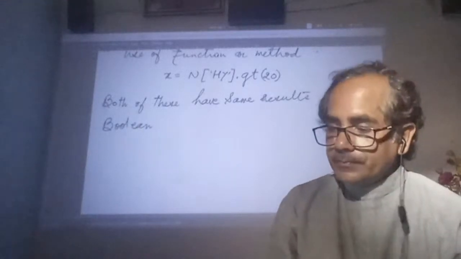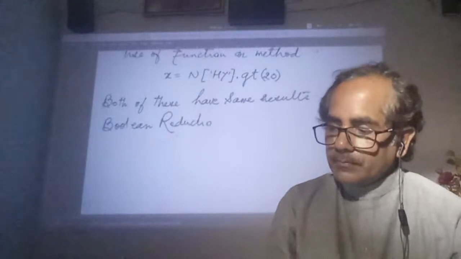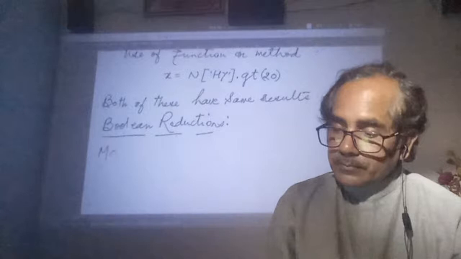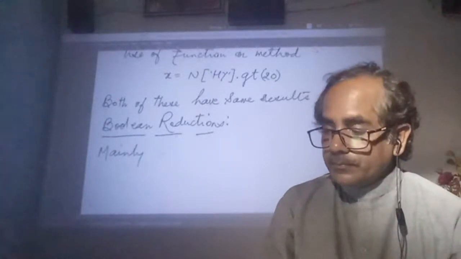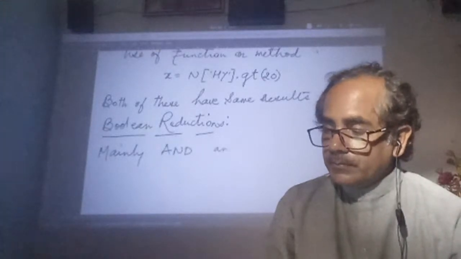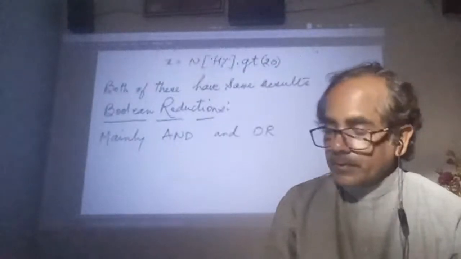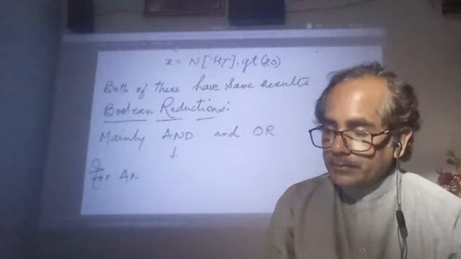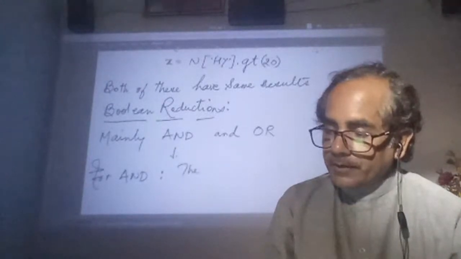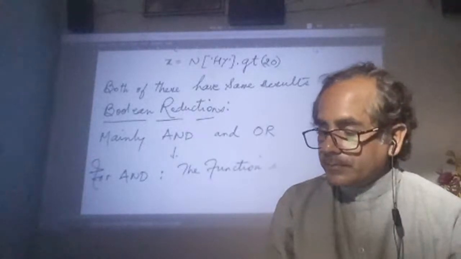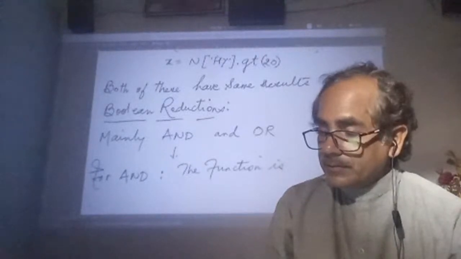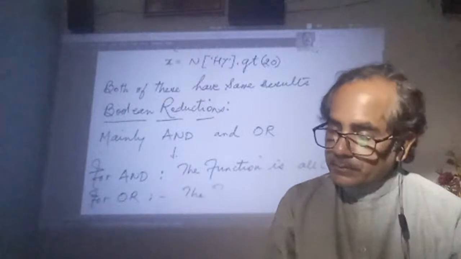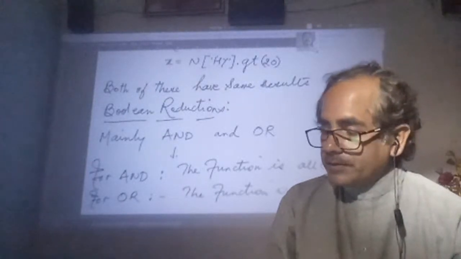Boolean reductions. Mainly and, or. For and, the function is all. For or, the function is any.